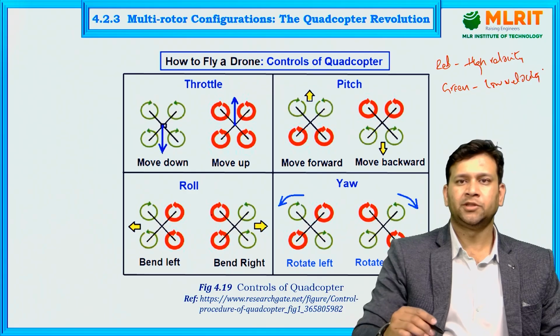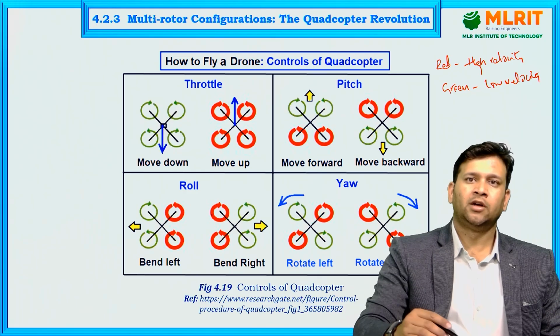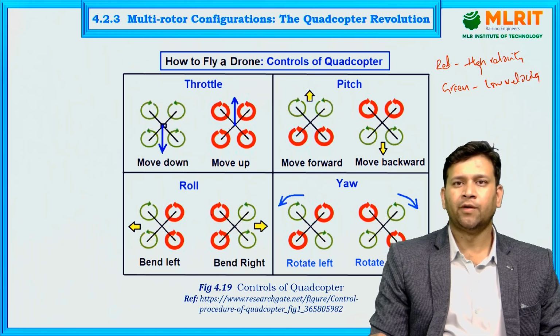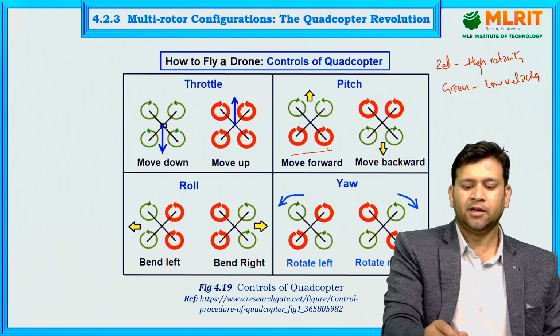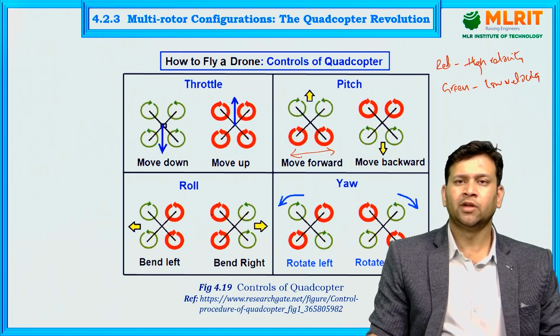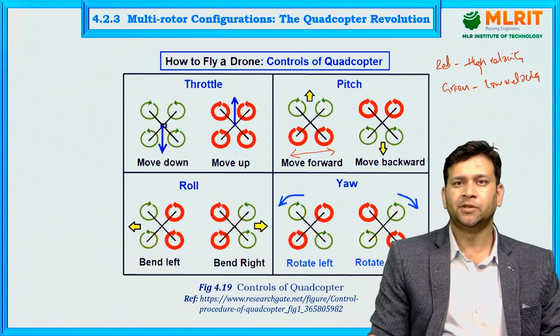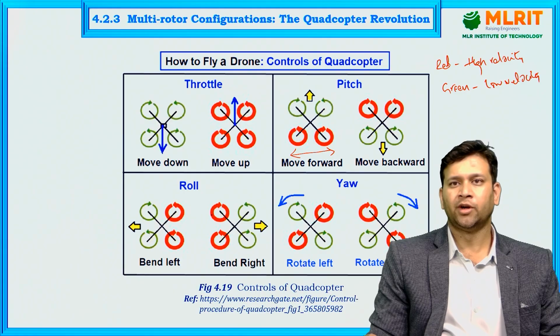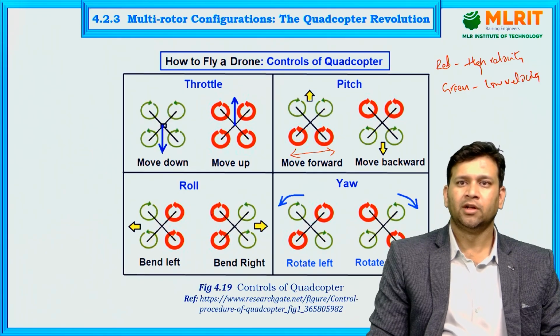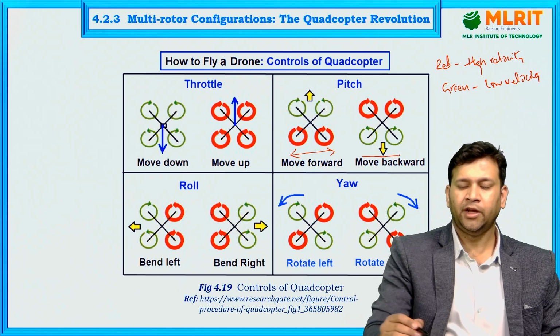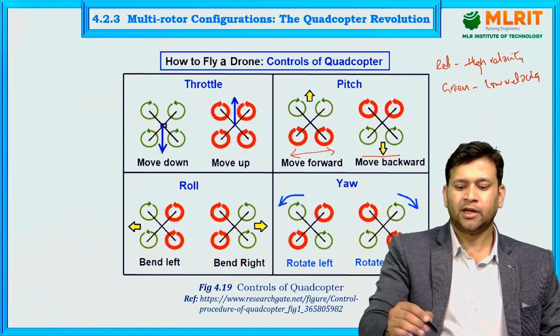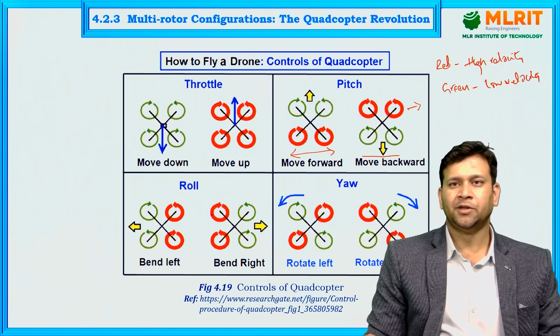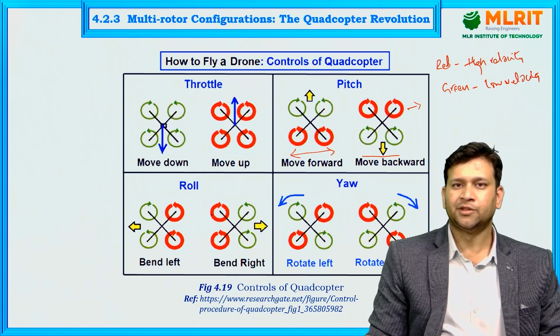Then coming to pitch. If the quadcopter has to move in the forward direction, the rear side clockwise and anti-clockwise rotors will be moving at high speeds, and the front 2 rotors will be rotating at low speeds. Vice versa, if the pitch has to be down, then the back rotors will be moving at low speeds and the forward rotors at high speeds. Then we'll achieve the back pitching.